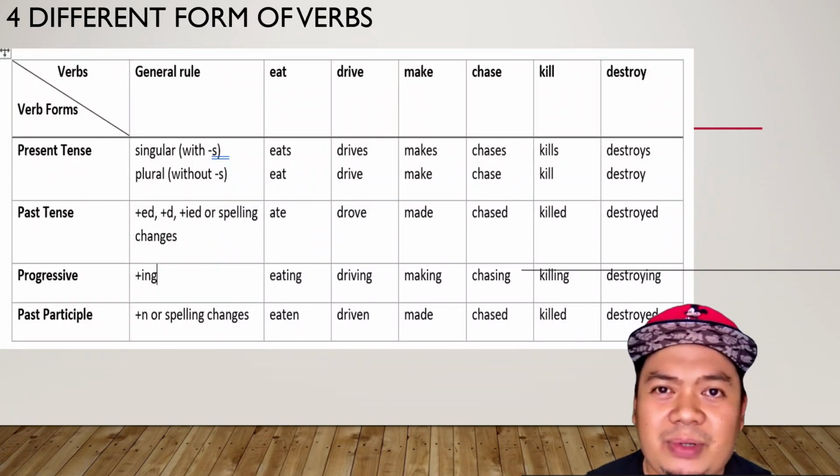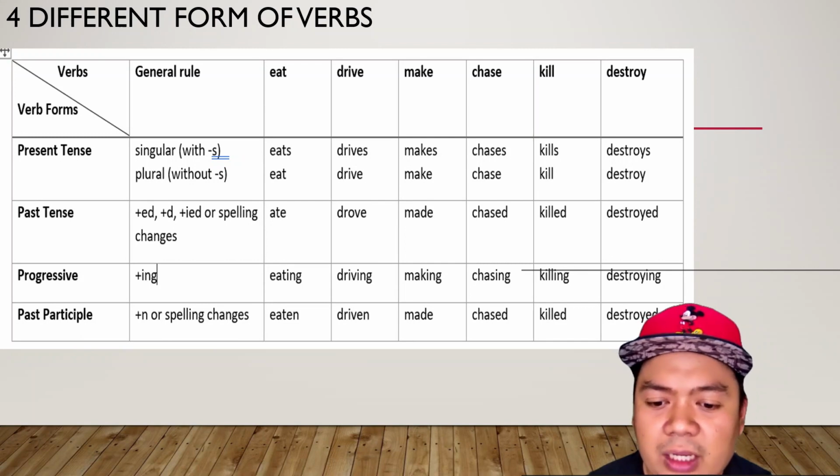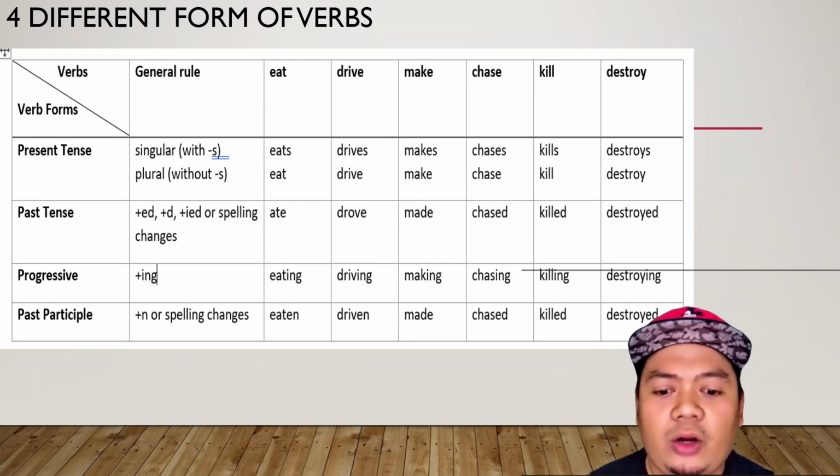You can see more examples like this here. You have the words eat, drive, make, chase, kill, and destroy. All of these words are further divided into their 4 different forms.